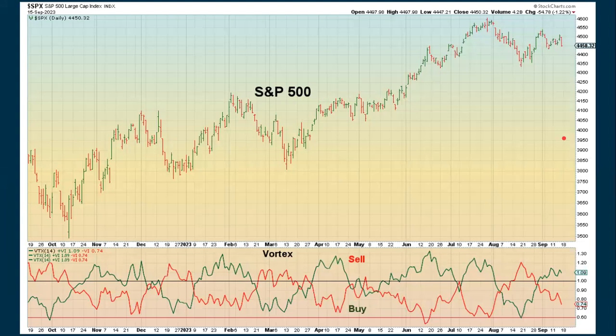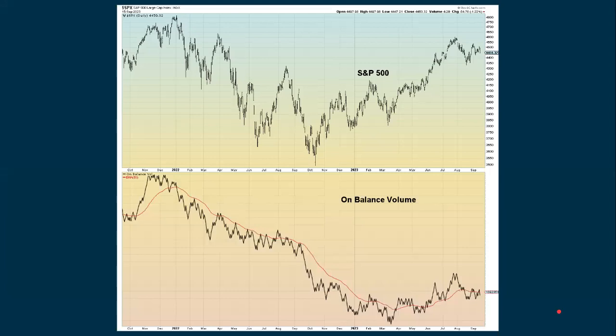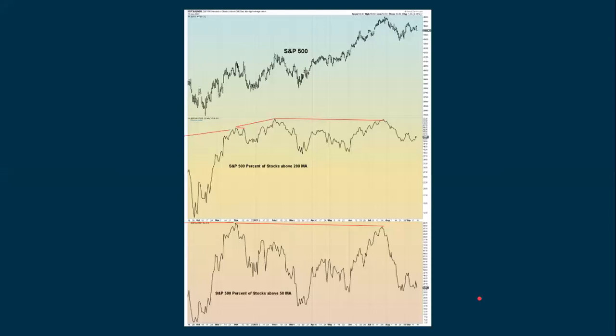The vortex measures buying power or selling power. We're seeing the green line on top, but it is declining, and we're seeing the red line on bottom, but it is also declining. So this is positive. On balance volume, we look at, are we above or below the moving average, and which way is the moving average moving? We're below the moving average, and the moving average is starting to decline. So that's negative.